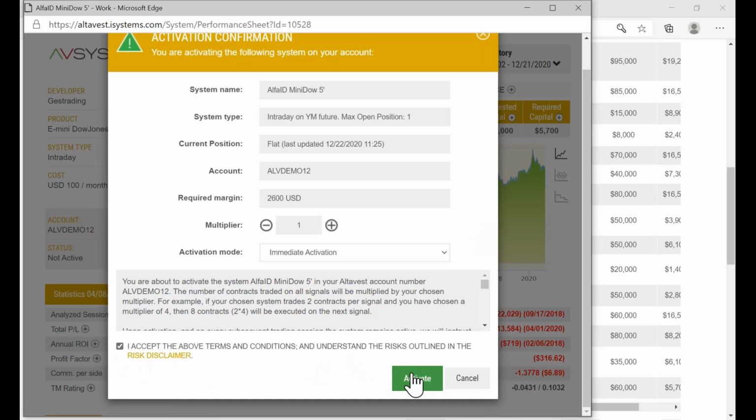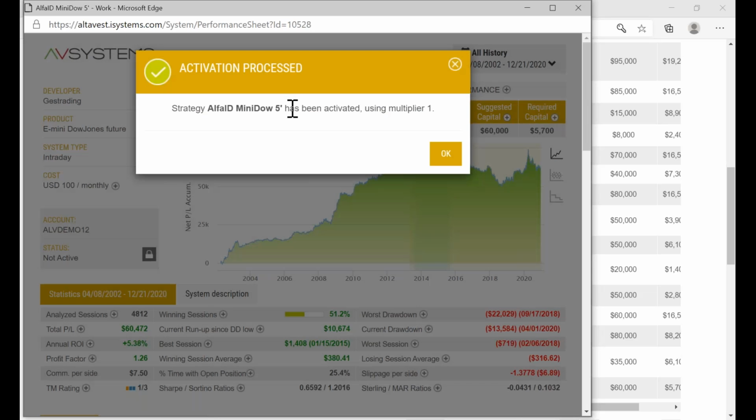I don't know. If it doesn't, that's okay, because that's pointing out that even if you have an account, you can't just randomly start activating 100 different systems. It won't let you. There are, of course, all the risk controls in place. Okay, so it allowed me to activate that mini DAO.